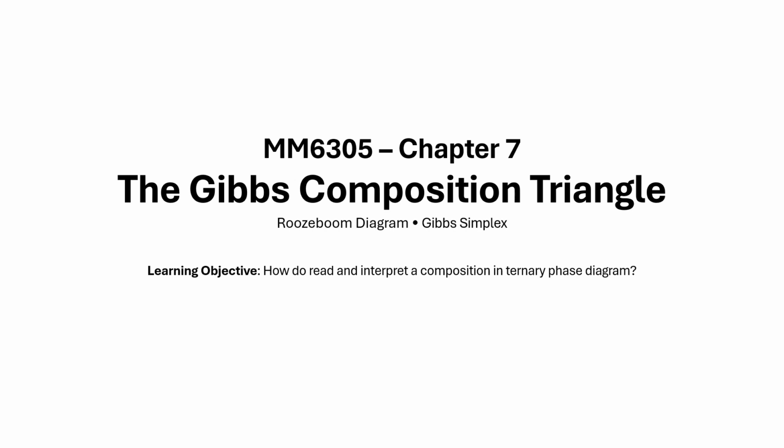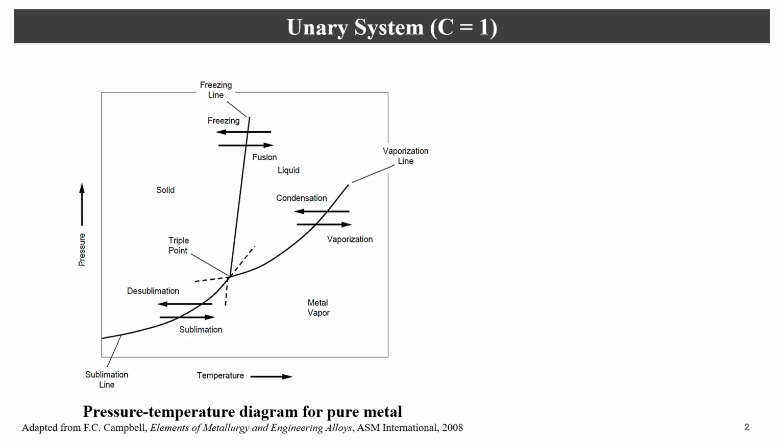Good morning friends. Today we will continue with our physical metallurgy chapter 7 and the Gibbs composition triangle. In a sense, by the end of the session I want you to understand how to read and interpret composition in a ternary phase diagram.